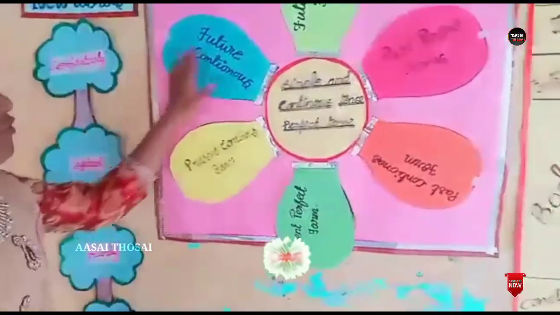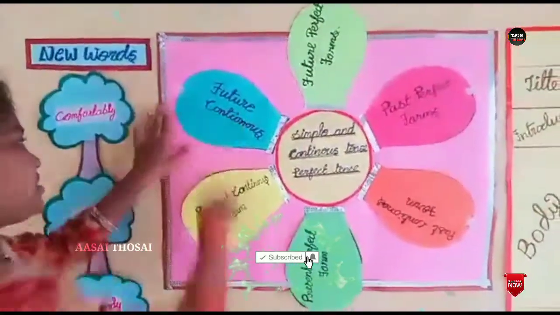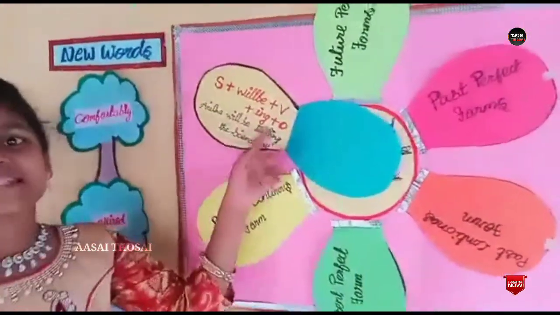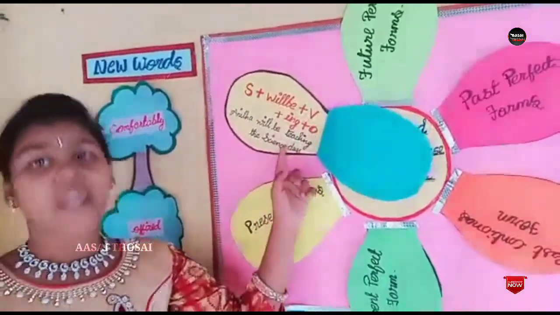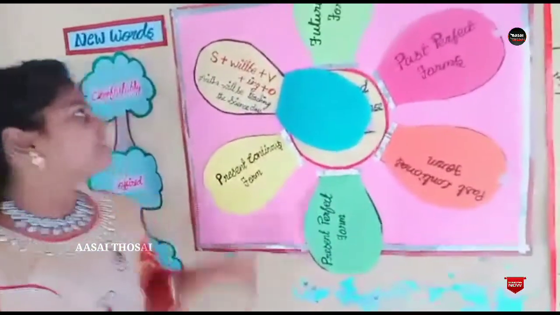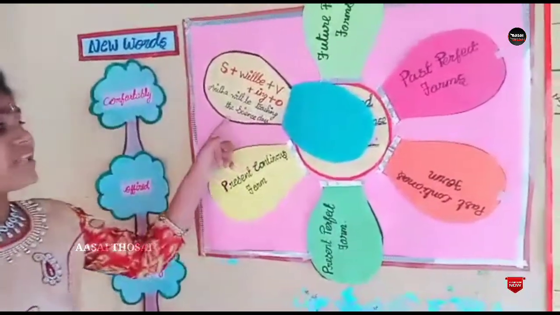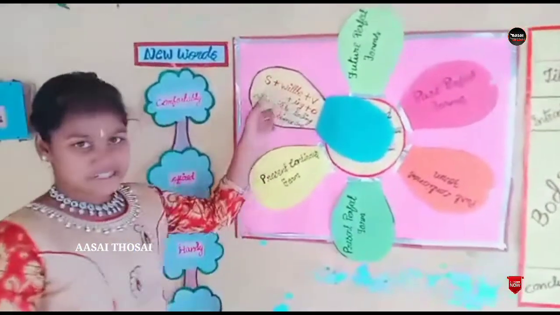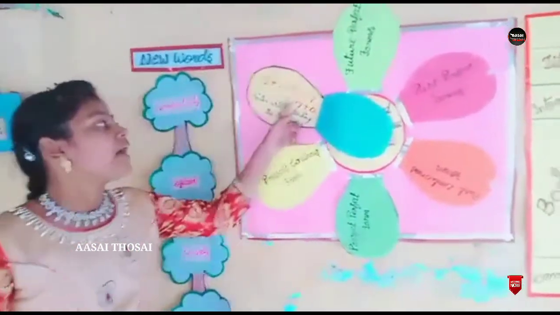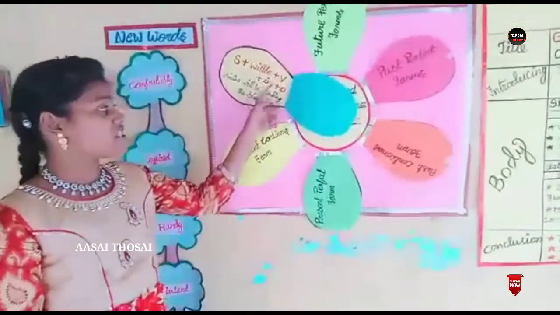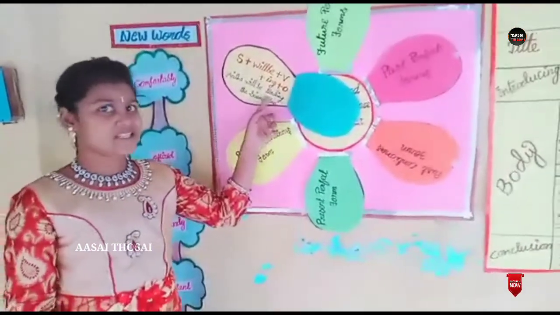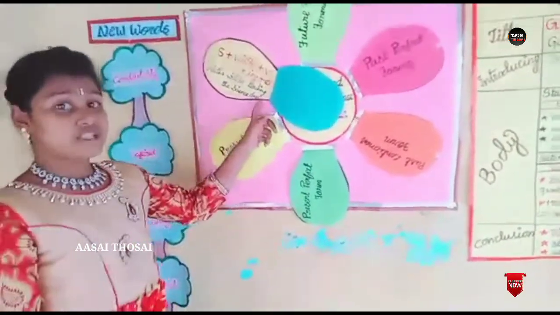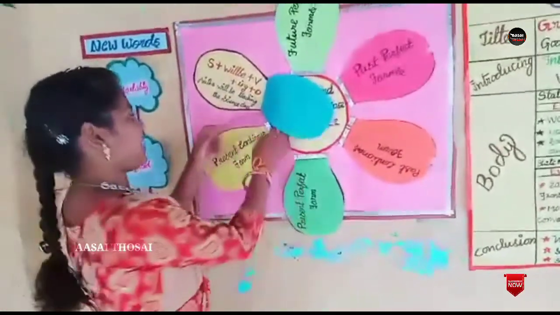Now let's go to the future continuous tense. Subject plus will be plus verb plus ing plus object. Let us see one example. Anita will be teaching the science class. Here, subject is Anita and we use will be, and verb is teach. We added ing for teaching. And the object is the science class. So it makes: Anita will be teaching the science class.